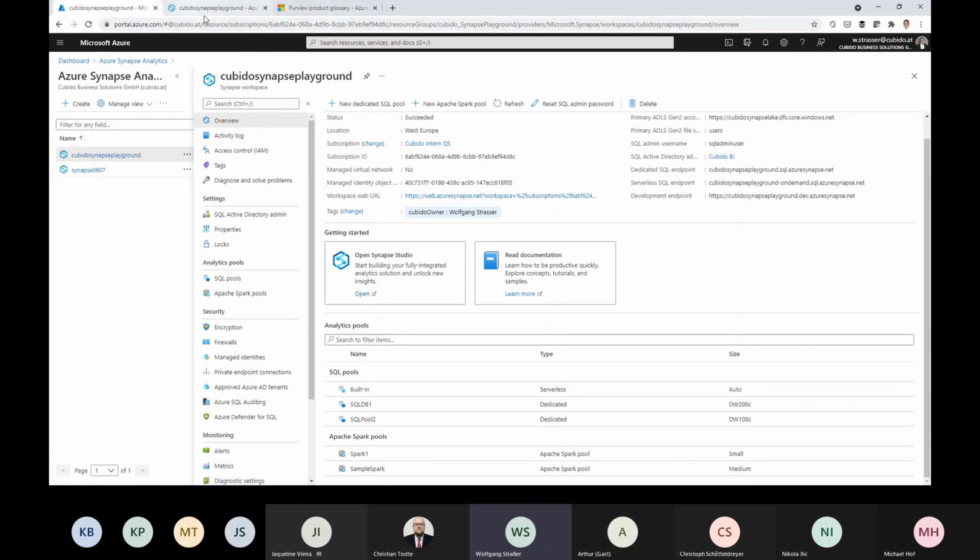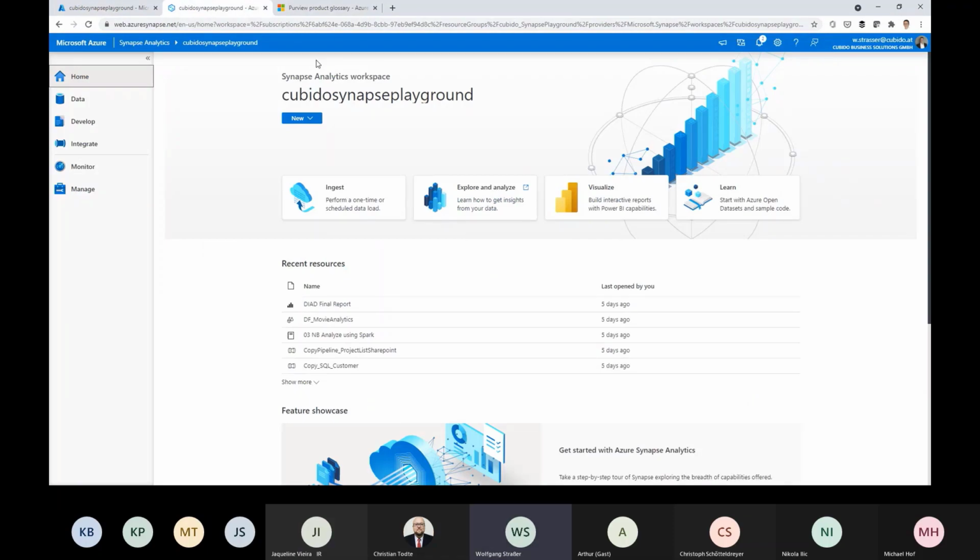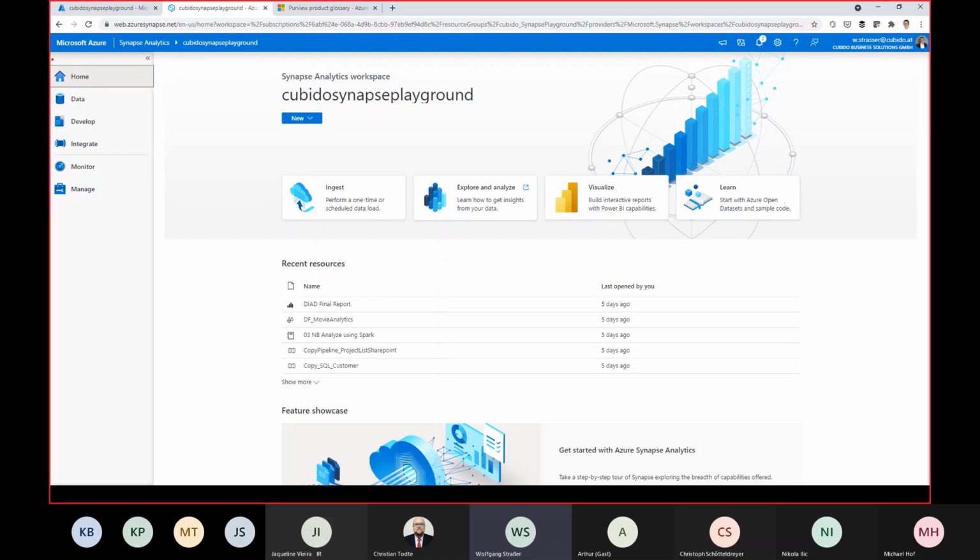And if we start the Synapse Studio, that is the Synapse Studio. At the start screen, we've got the menu here on the left side. We've got the data hub, a develop hub, integration hub, monitoring and manage. And we've got some buttons over here. We can start to ingest data. We can go over there to explore and analyze the data. And last but not least, to visualize the data.